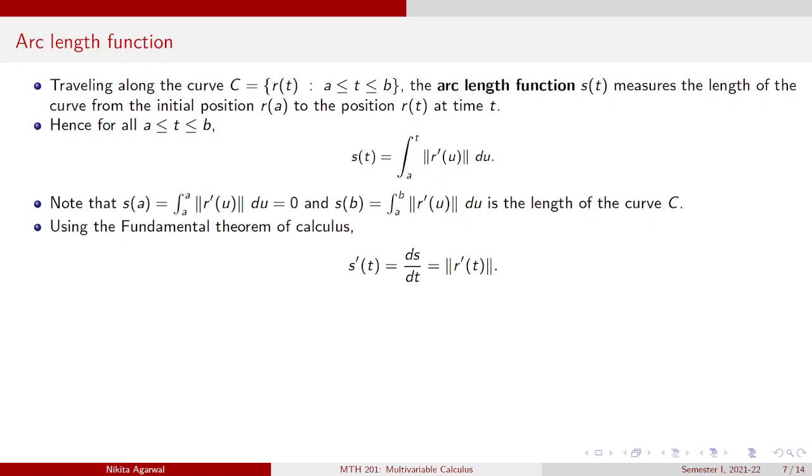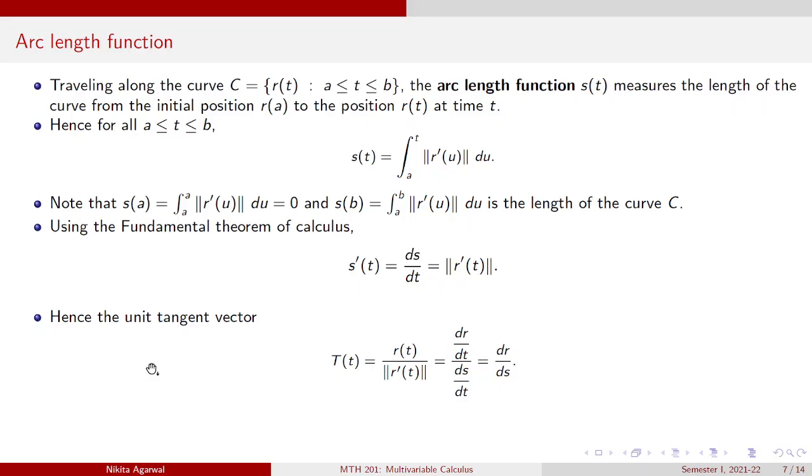Okay. Now, using the fundamental theorem of calculus, what is S prime t? It's nothing but norm of R prime t. So, what is S prime t, by the way? It's the derivative of S with respect to t. So, that's norm of R prime t. And hence, the unit tangent vector.